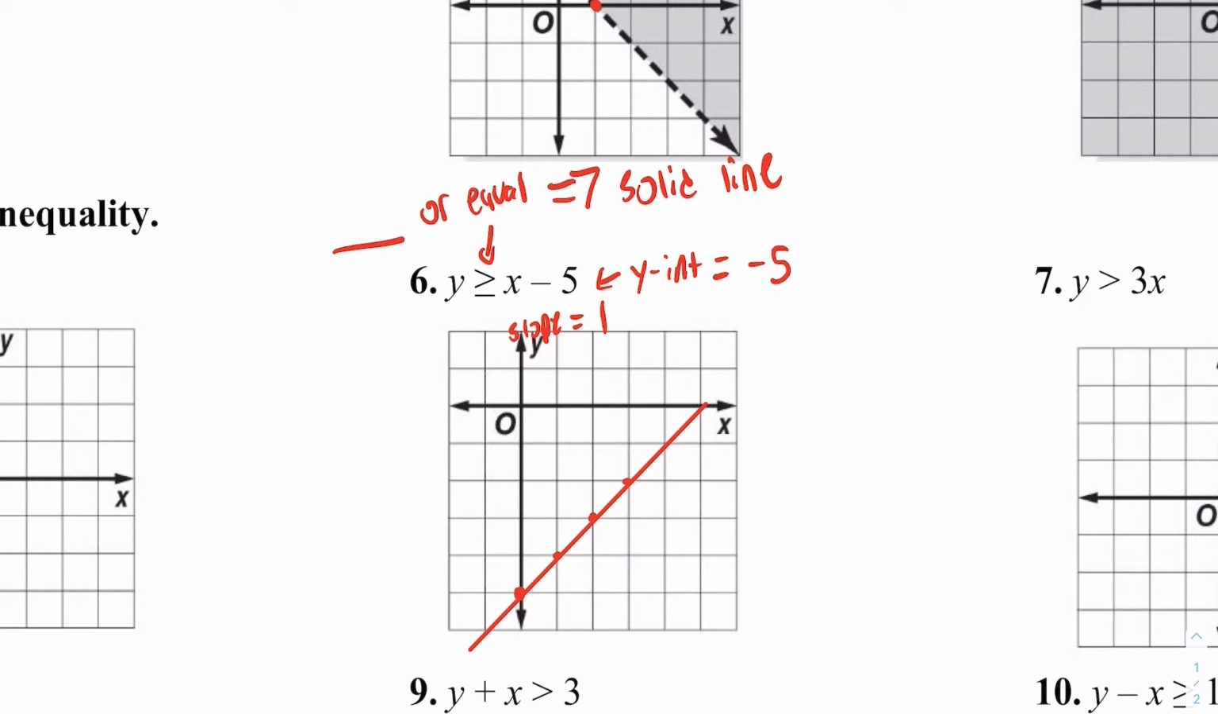Then we need to pick a test point. The last thing we do is pick a test point. 0, 0 is the easiest one. 0, 0, we're going to put that for x and y. Is 0 greater than or equal to 0 minus 5, which is 0?